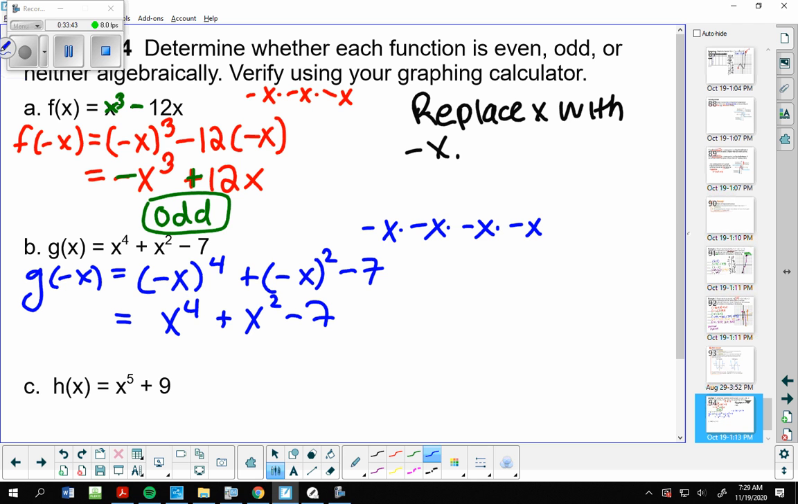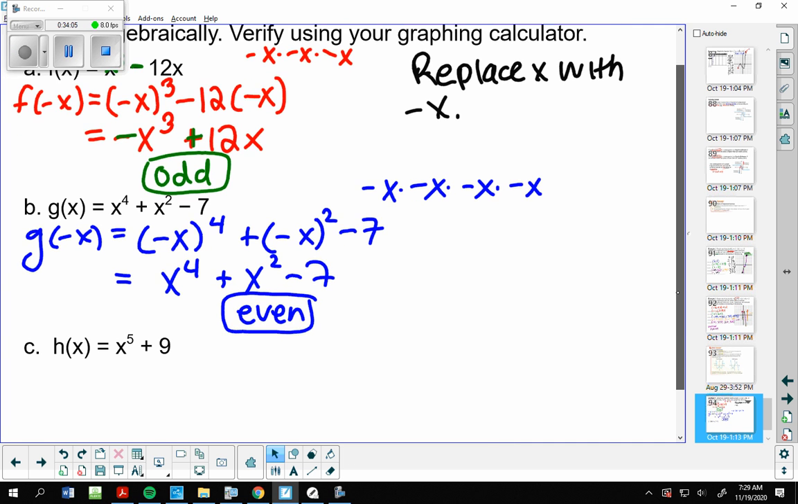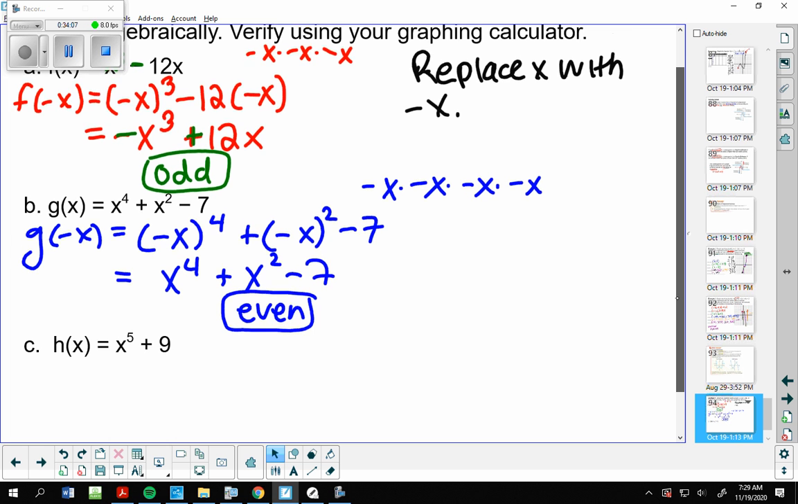So look at your signs. Our original function g of x was x to the 4th plus x squared minus 7. And we got the same exact thing, x to the 4th plus x squared minus 7. So that means that this is an even function because it's the exact same function. All the signs are the same. So the first one, all of our signs were opposite, which makes it odd. In the second one, it was the same exact function, which makes it even.